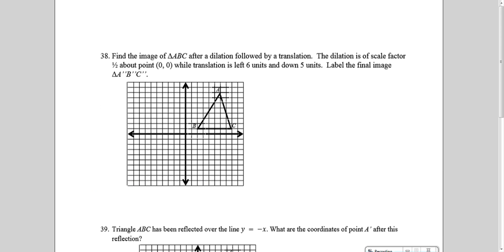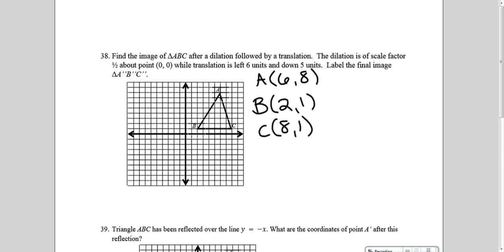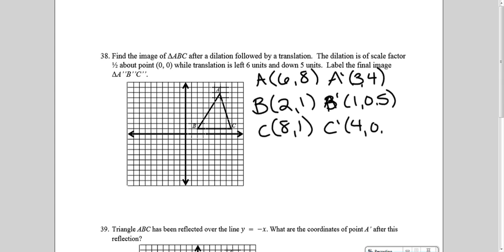Next page, we're getting there. Okay, we find the image of A, B, C after a dilation followed by a translation. A is still at 6, 8. B is still at 2, 1. C is still 8, 1. A dilation of 1/2 means I first multiply everything by 1/2. So A prime becomes 3, 4. B prime becomes 1 and then 0.5. C prime becomes 4 and then 0.5.